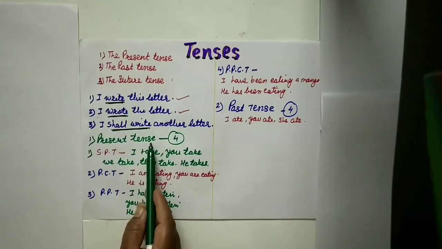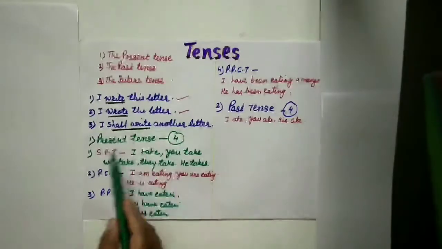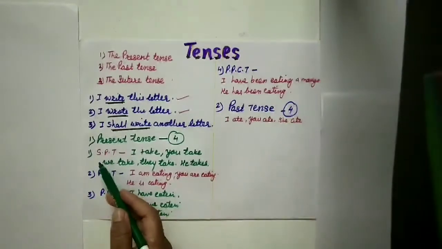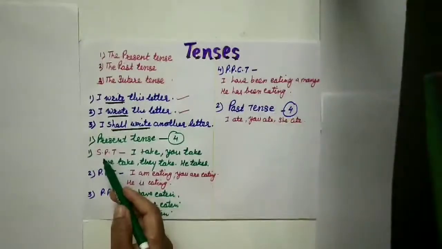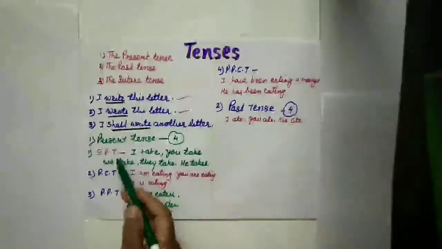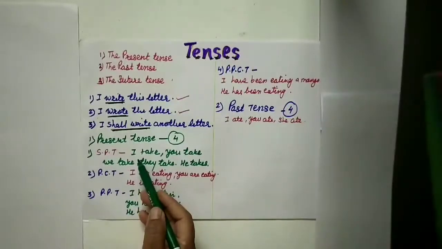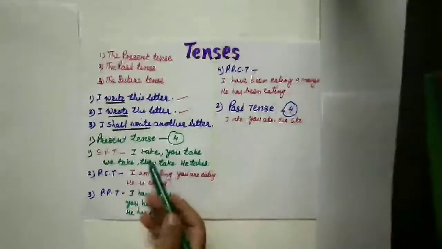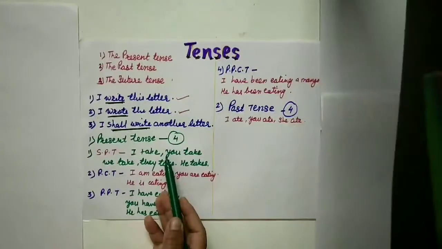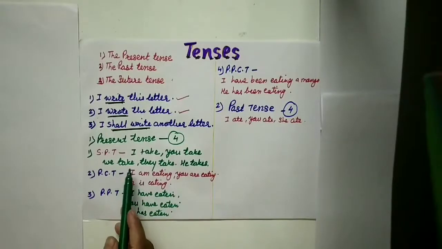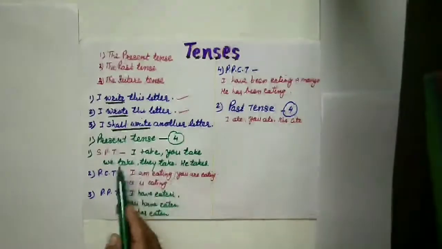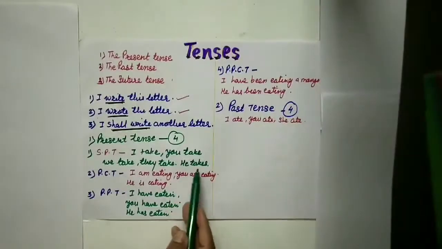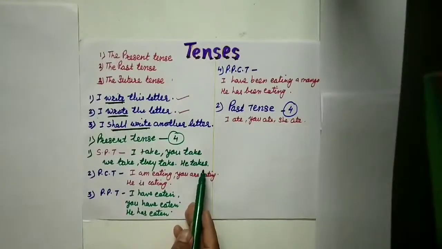First is the present tense. Present tense is also divided into four tenses. We are going to study these four tenses. First is simple present tense. Here in the simple present tense, it is used to describe habits, unchanging situations or general truths and fixed arrangements. For example, I take, you take, we take, they take, he takes. Why he takes? Because it is a third person singular. So he takes, she takes in this way.